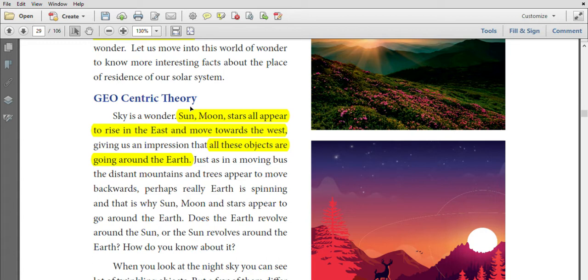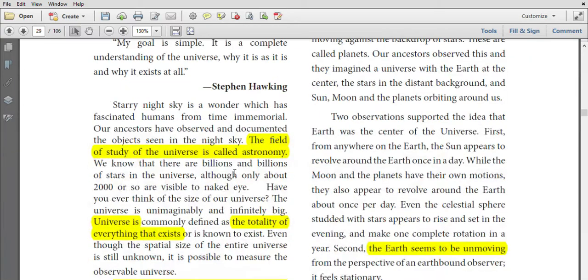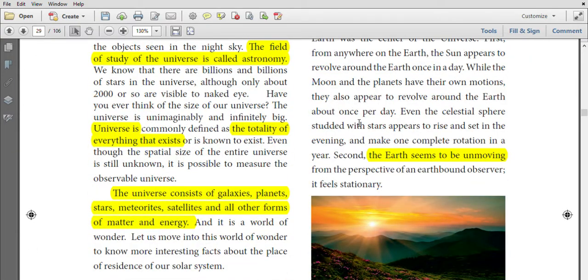Geocentric theory. What is geocentric theory? The theory that the earth is at the center and the sun, moons and stars are revolving around the earth is called the geocentric theory. In the geocentric theory, the earth seems to be unmoving. The stars, planets and moons are revolving around the earth.